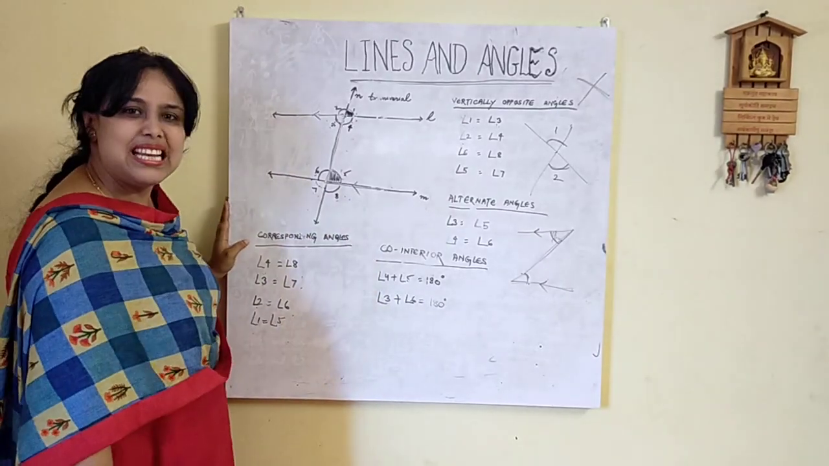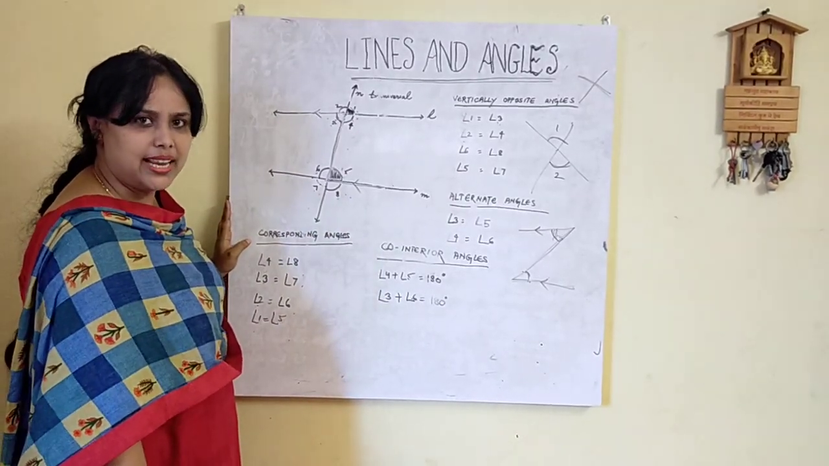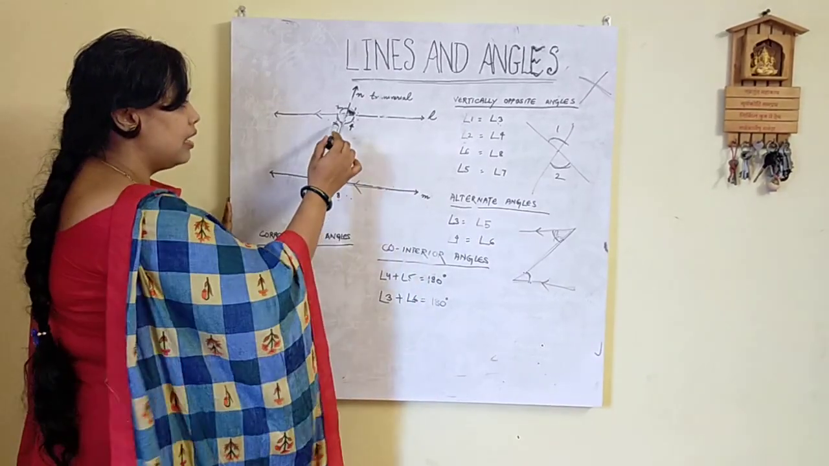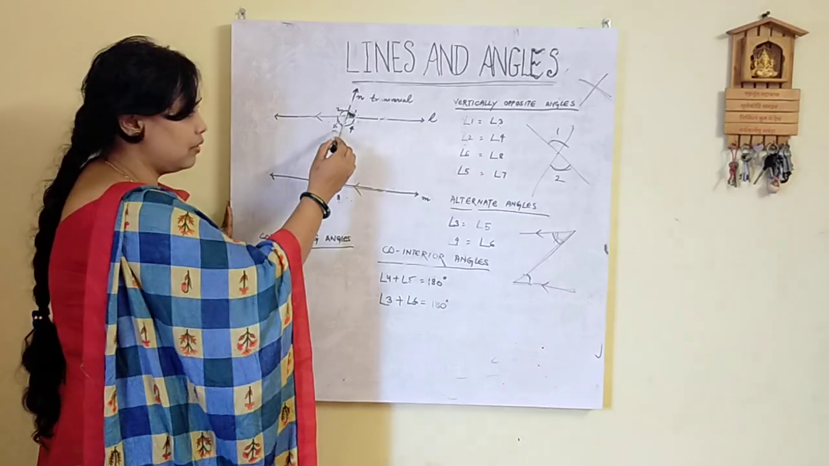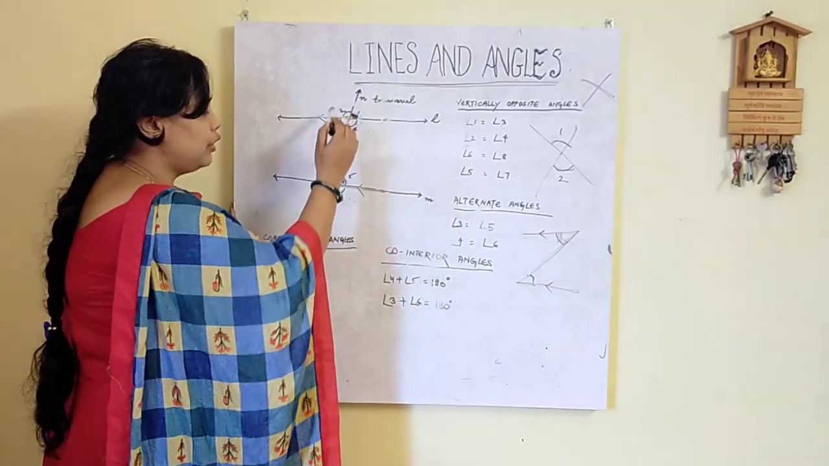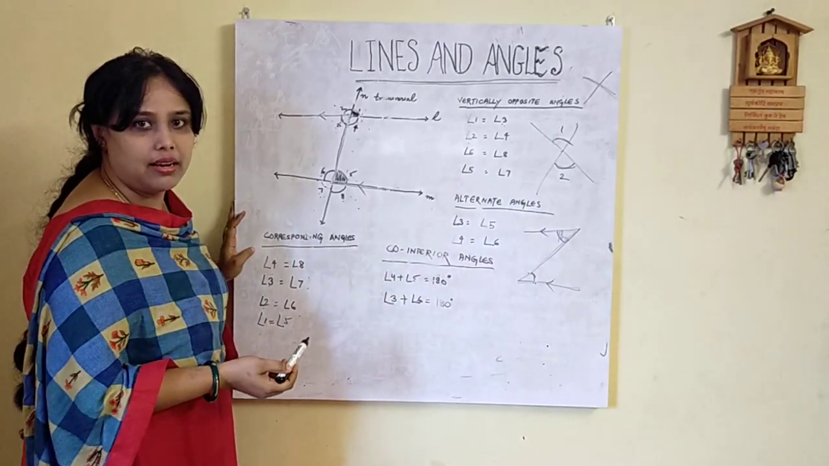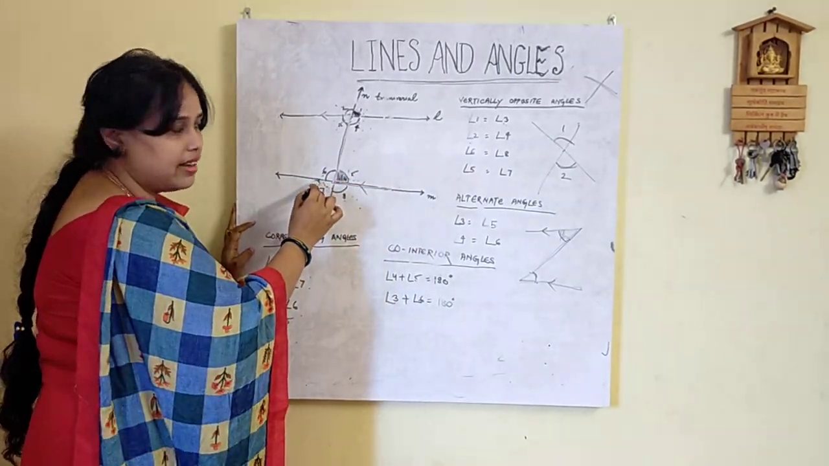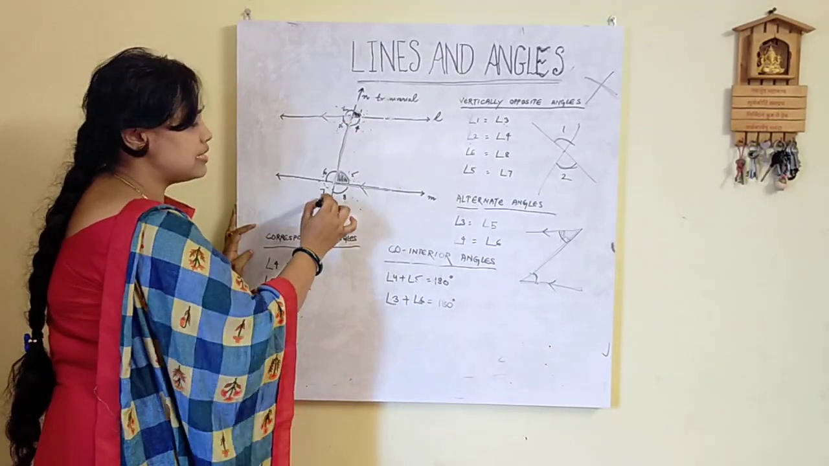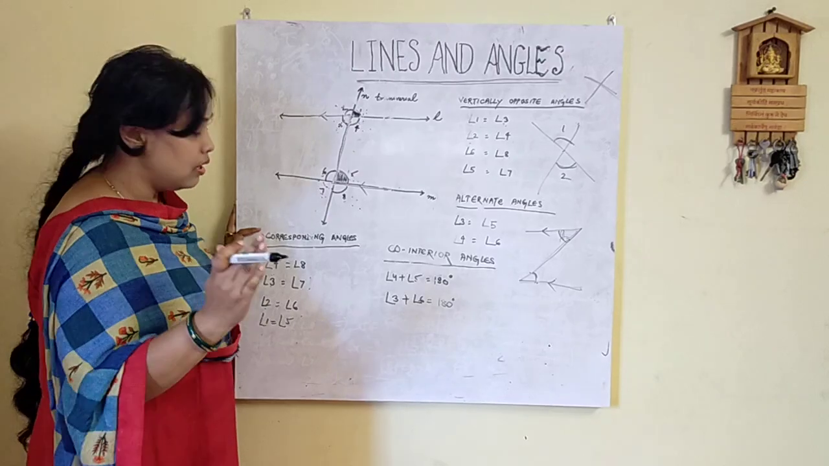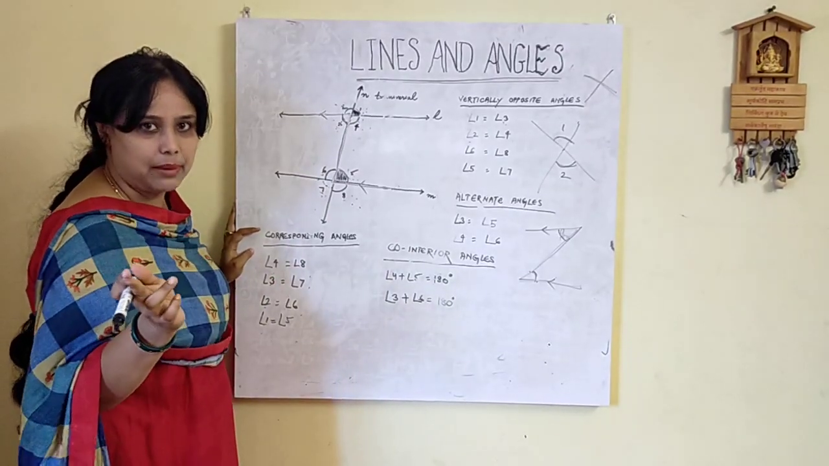Then we come to interior angles and exterior angles. Simply, interior means the angles which are formed in the interior part. Very simple: 3, 4, 5 and 6 are interior angles and 1, 2, 7 and 8 are exterior angles. Once again I repeat, 3, 4, 5 and 6 are interior angles and 1, 2, 7 and 8 are exterior angles. Now interior angles are also of different types.